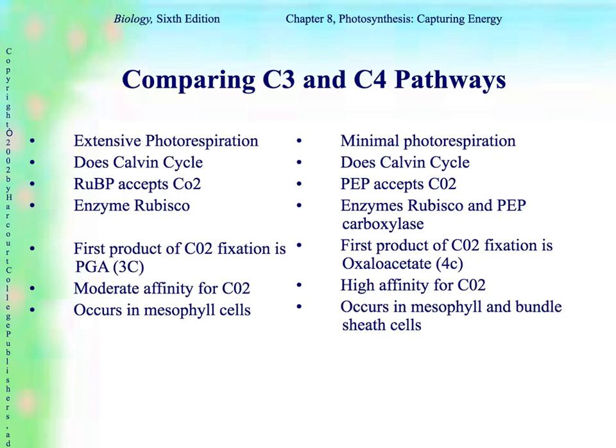In C3, the first product of fixation is a 3-carbon compound called PGA, and in the C4 pathway, it's a 4-carbon compound called oxaloacetate. In C3, we have a moderate love for carbon dioxide occurring, and in C4, we have a higher love of carbon dioxide, so the bonding is more efficient and better and faster. In C3, it's occurring in the mesophyll cells only, and in C4, it's occurring in the mesophyll and bundle sheath cells.